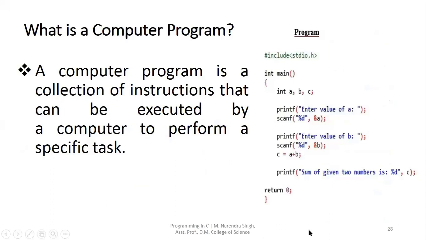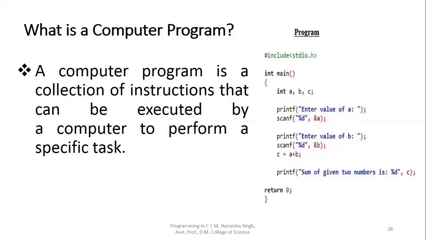Let's go to what is a computer program. A computer program is a collection of instructions that can be executed by a computer to perform a specific task. So this is the third step. First, we write the algorithm. Second, we convert it into some kind of picture so that we can see the transitions, the process, how it is proceeding. Then third step, we write a computer program in a programming language.